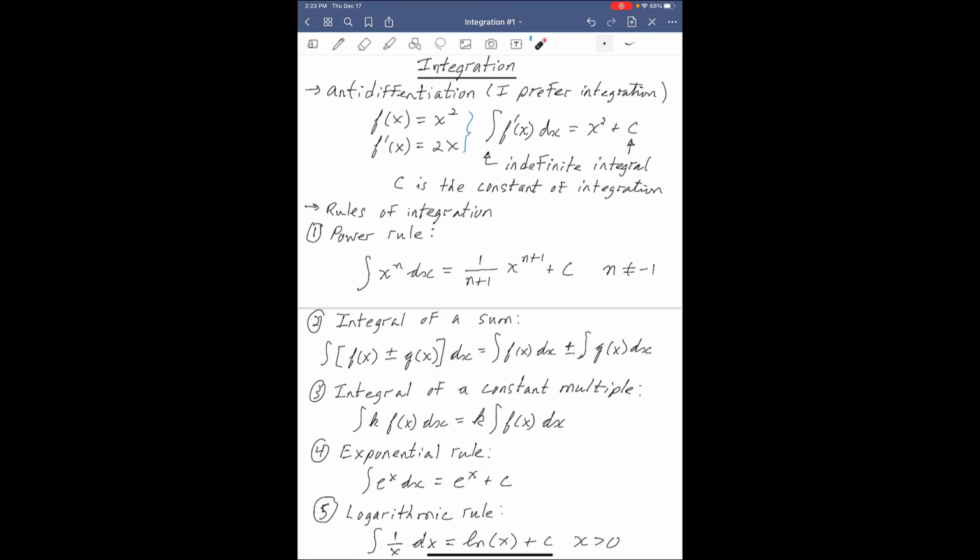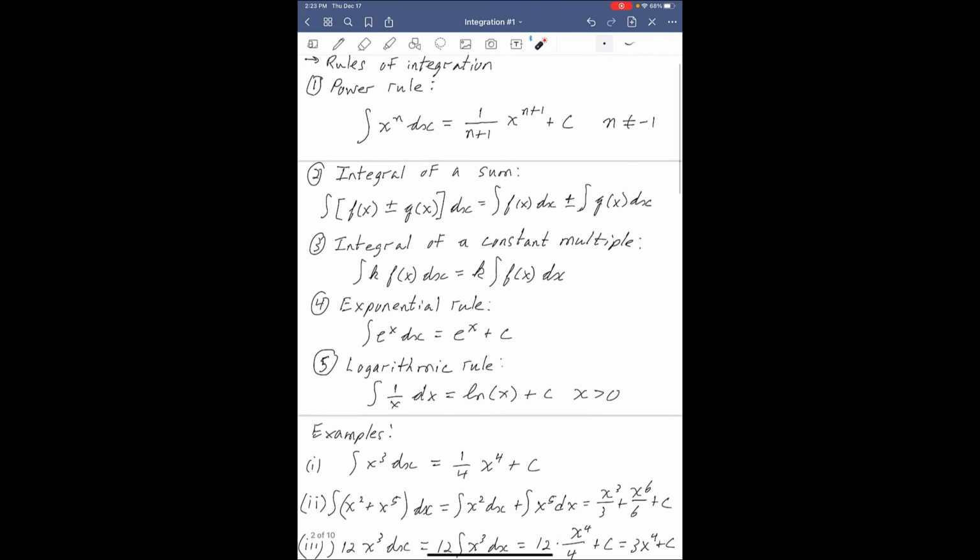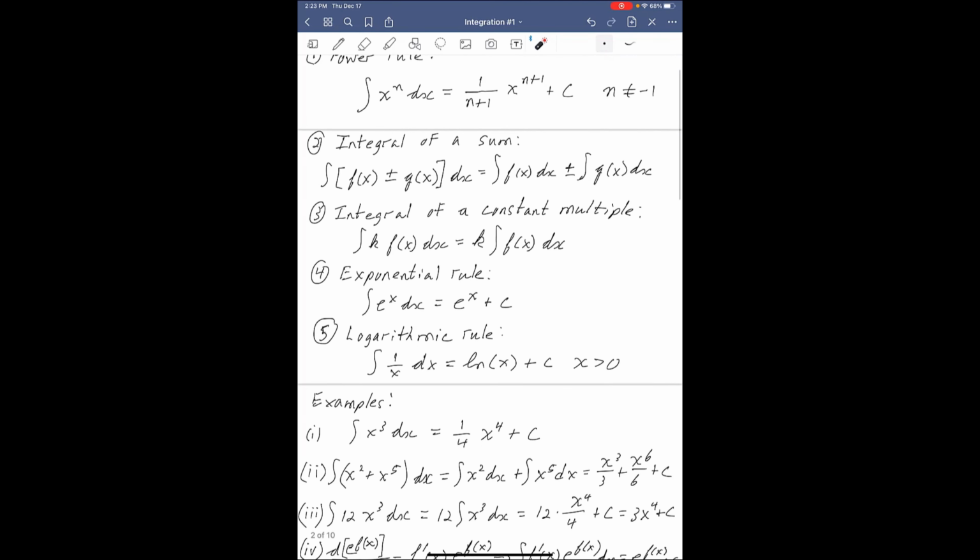There's the power rule, which says that if you integrate a function x to the n, then you get 1 over n plus 1 times x to the power n plus 1 plus this constant. And of course, you have to have that n cannot be -1, otherwise you'd have a 0 here.